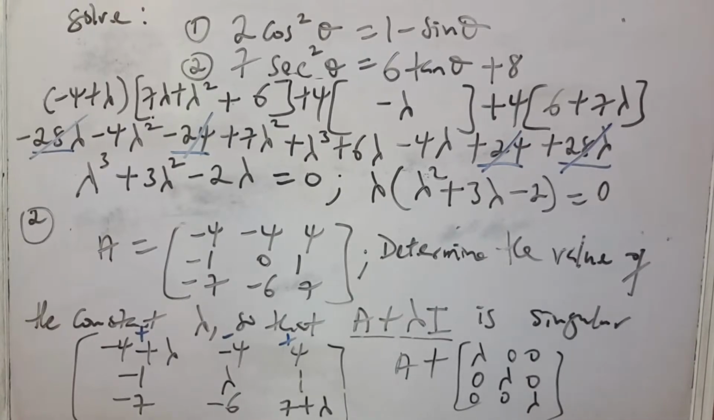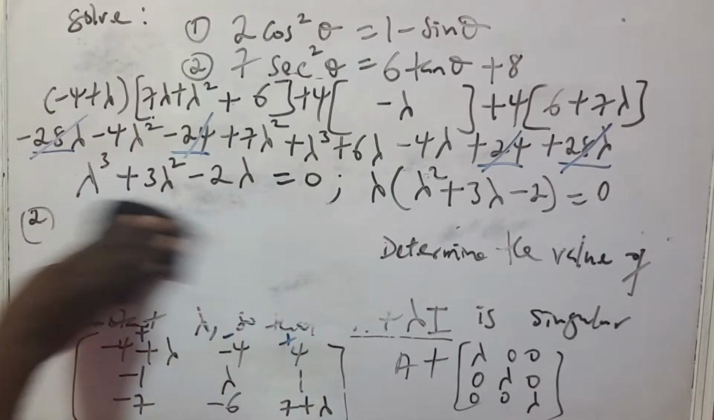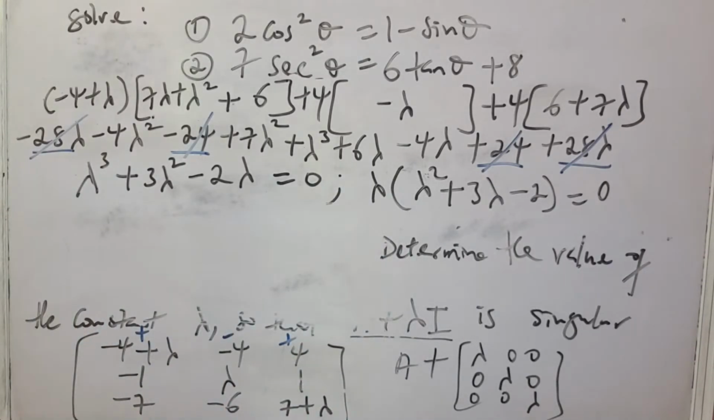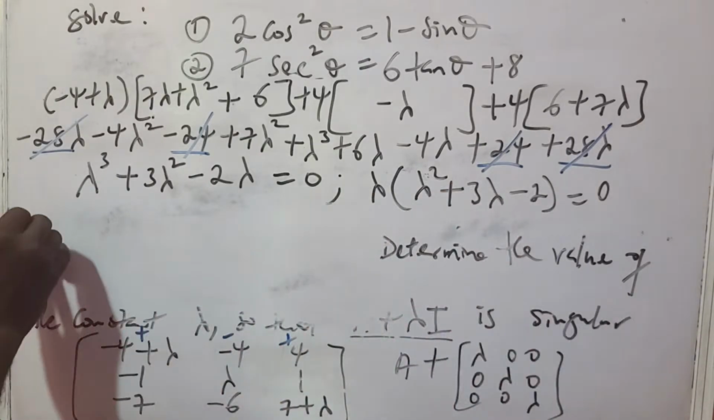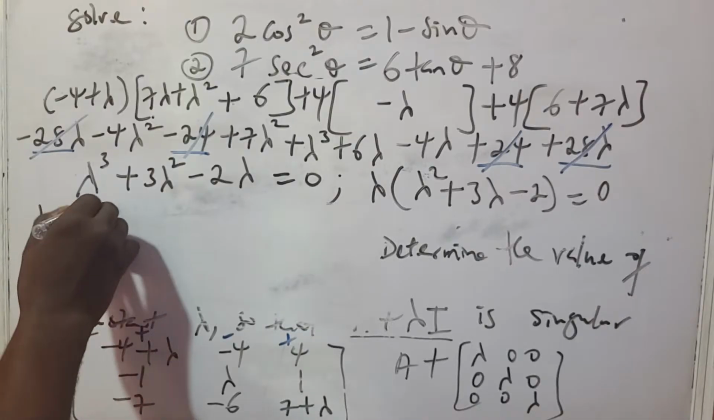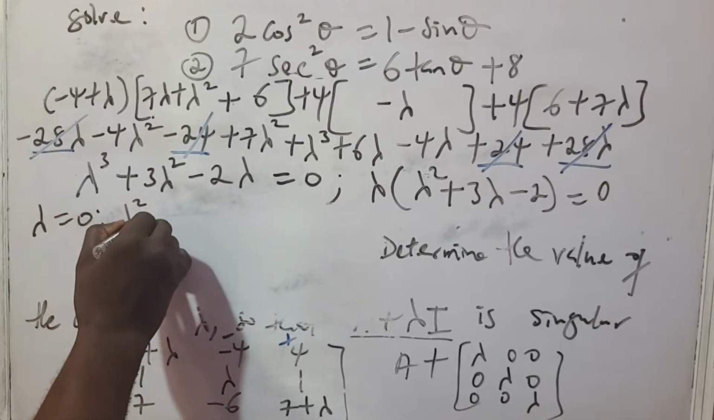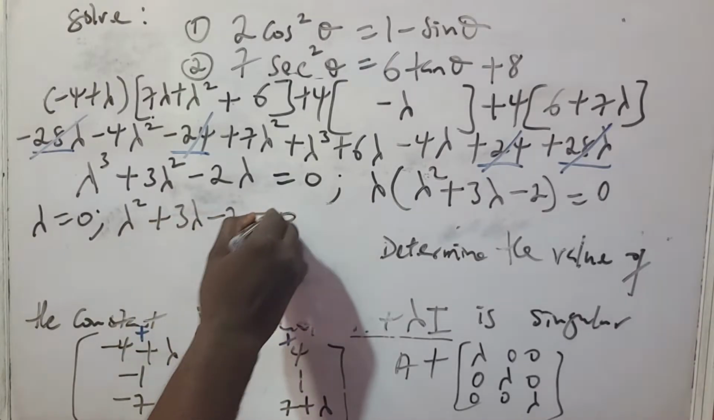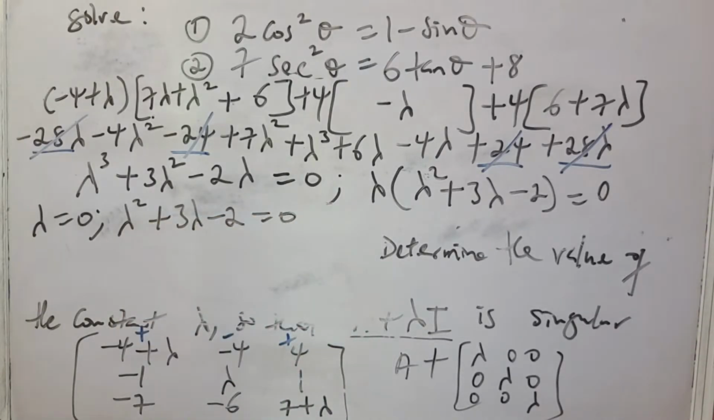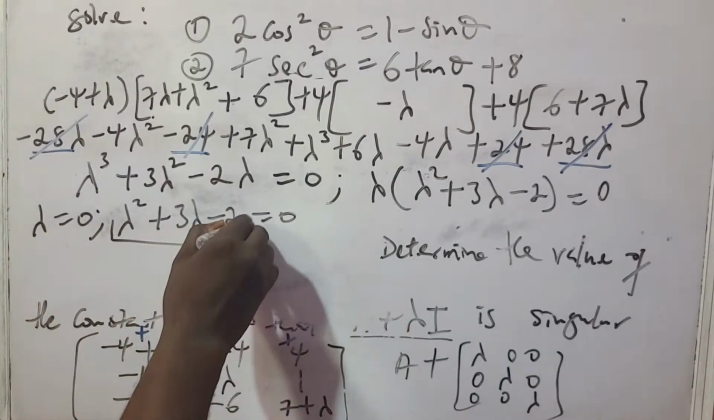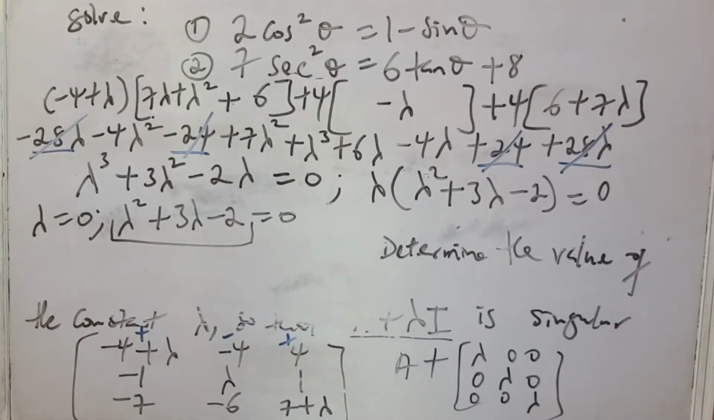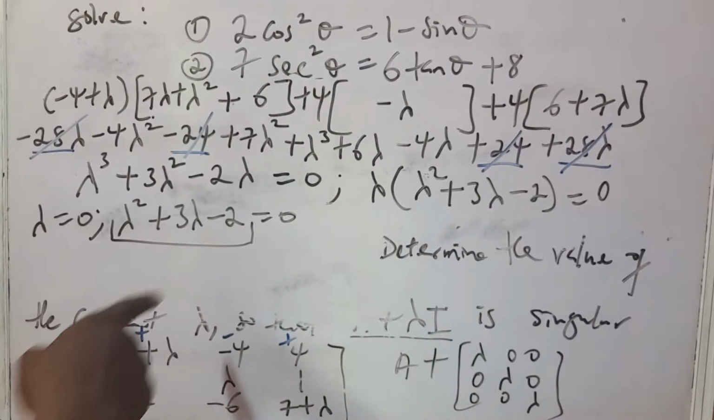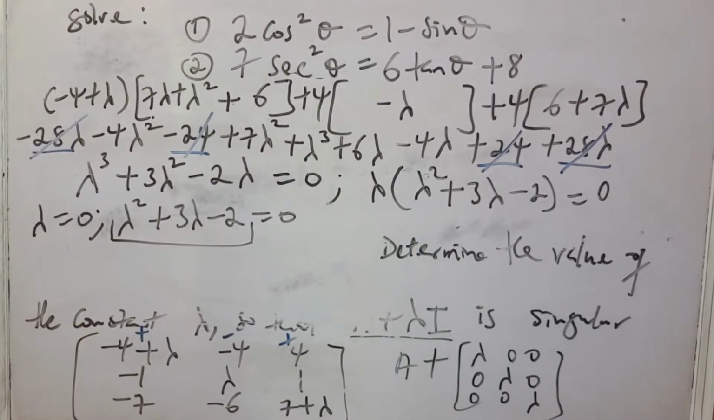So what you want to do now is, I believe I can rough this up at this point. You want to split this expression to be lambda equals 0, then lambda square plus 3 lambda minus 2 equals 0. So you want to go on now to solve this quadratically. Can anybody give me the final value for this quadratically?